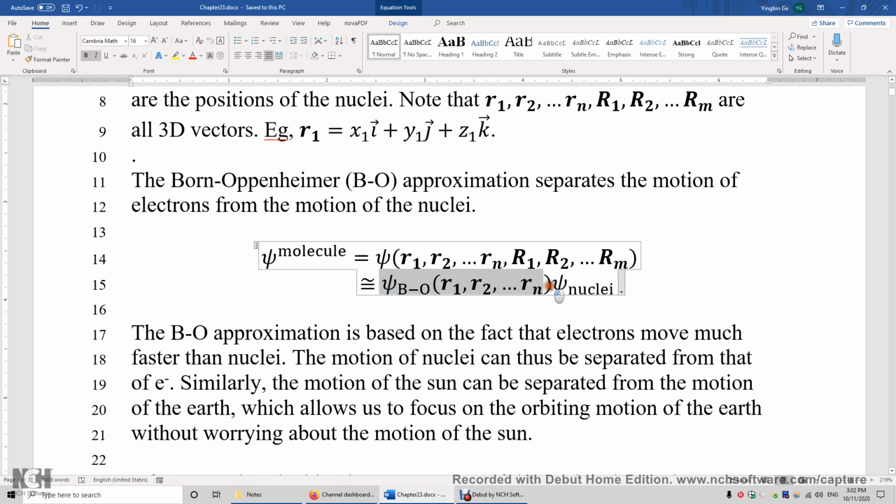Over here in this function, although it looks like a function of all electrons, we still need to know the positions of the nuclei to determine the attraction between the electrons and the nuclei. However, in this case, the positions of the nuclei are fixed. Therefore, we consider this function as a function of electrons only.